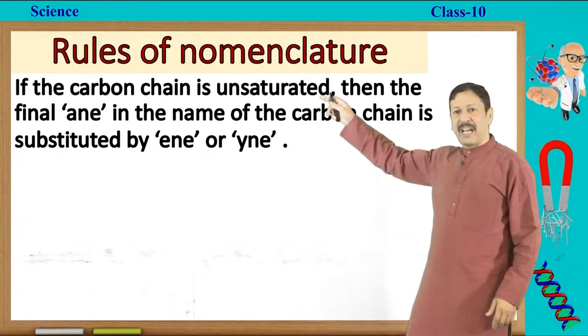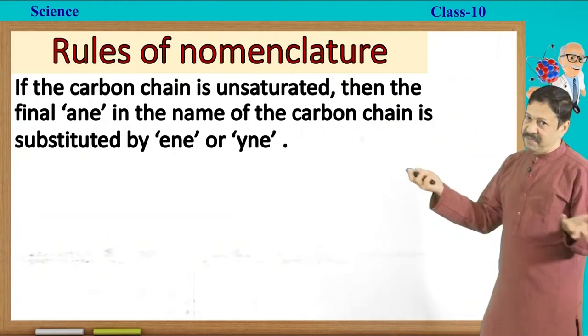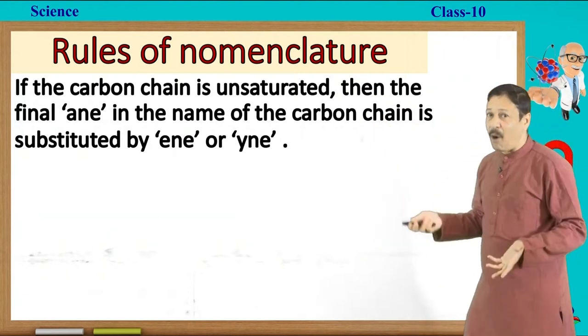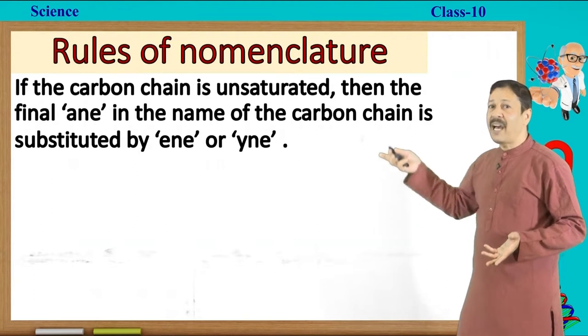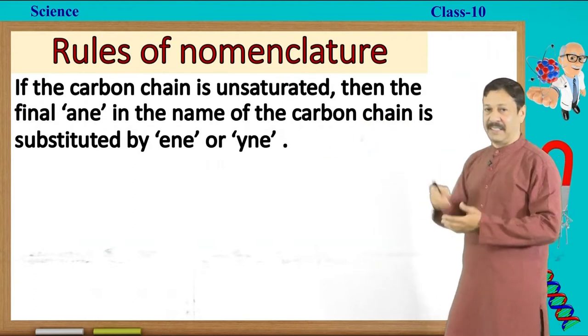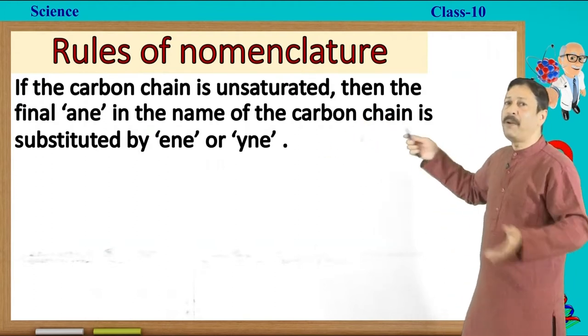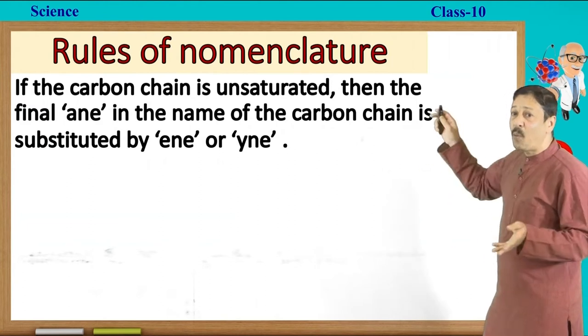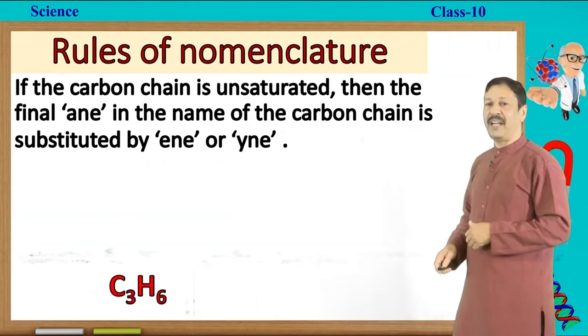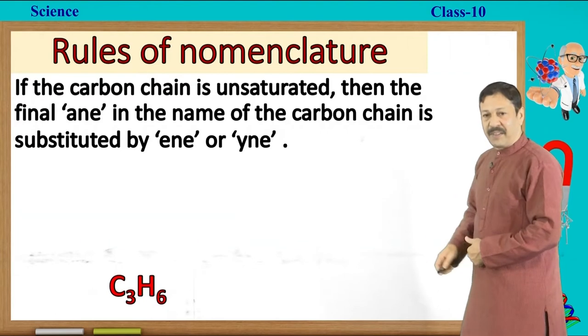If the carbon chain is unsaturated, that is, having a double bond, you have to add E and N E. If it is having a triple bond, you have to add Y and N E. Okay. Now, what is this?